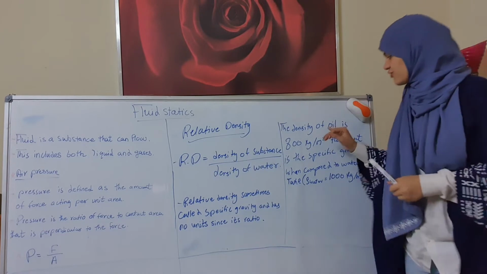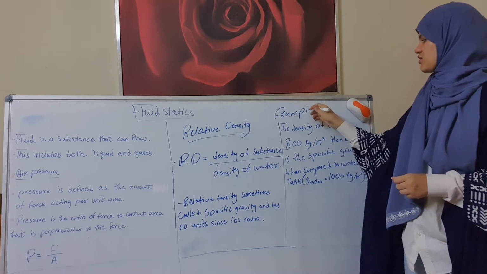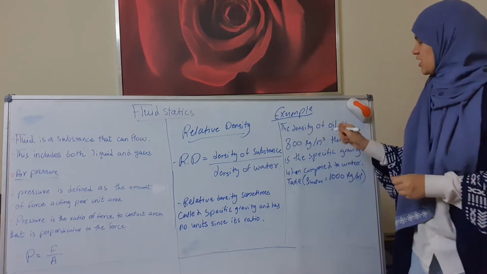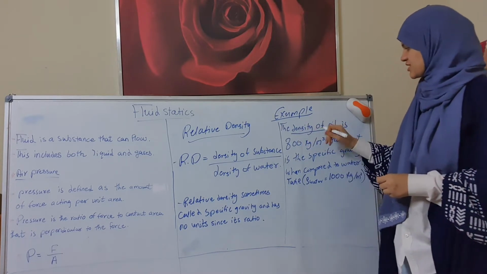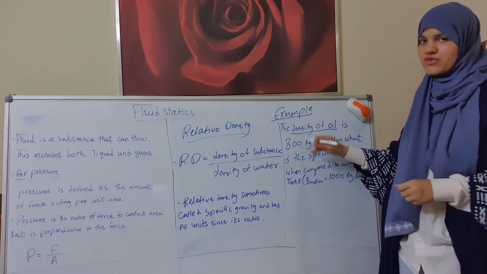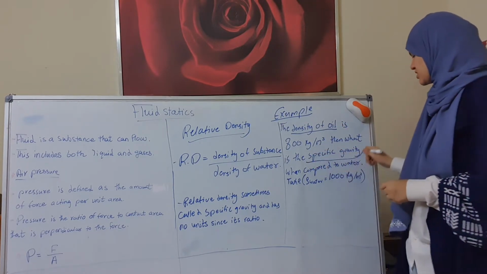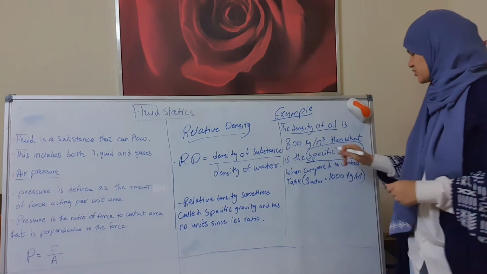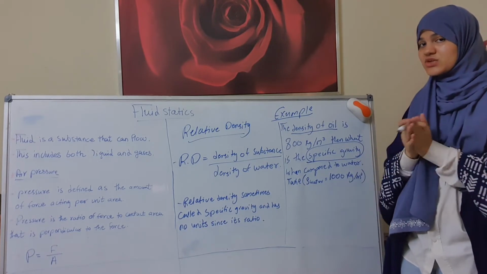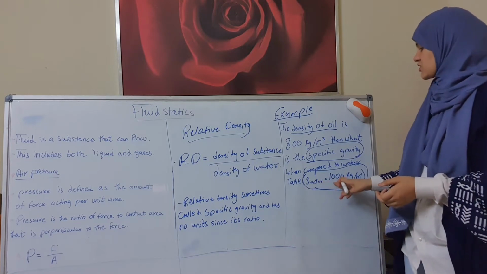Okay, here is an example. This example says the density of oil, which means the density of the substance, is 800 kilogram per meter cube. Then what is the specific gravity, which means the relative density when compared to water? When we compare to water, water has its density, which is 1000 kilogram per meter cube, and it's also given here in the question.